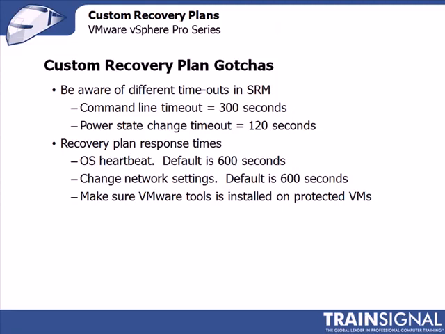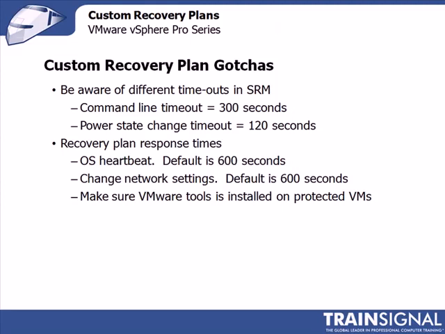These are 120 seconds. So in the case of a failover, it might attempt to first power down running virtual machines at the protected site. If an answer isn't received within 120 seconds of that virtual machine being powered down, again, SRM would flag that as an error and move on to the next virtual machine.